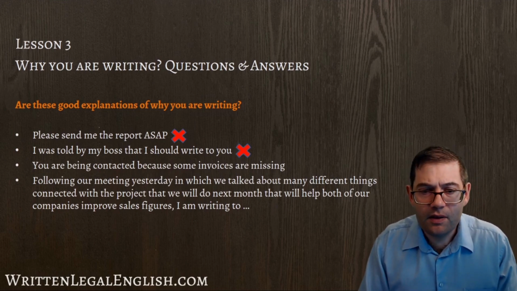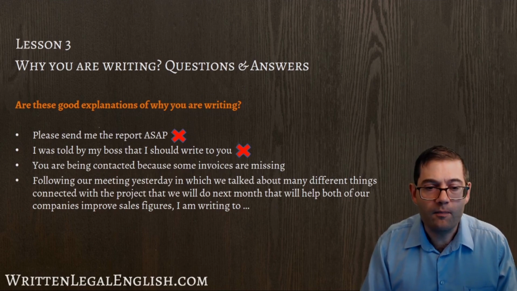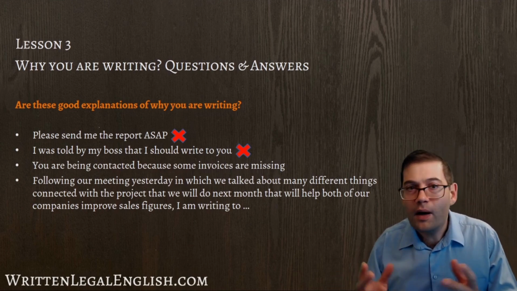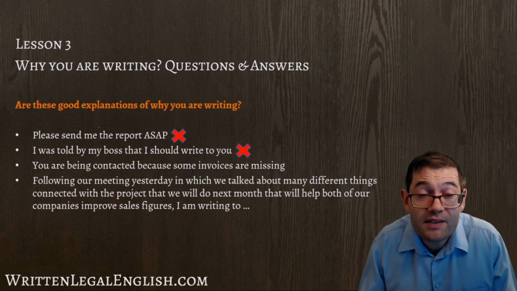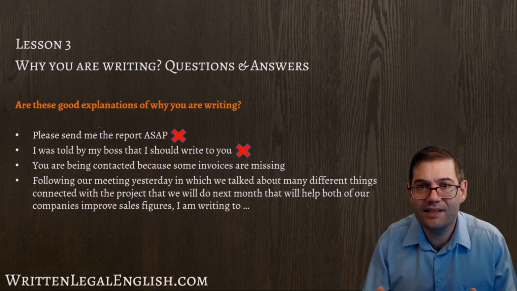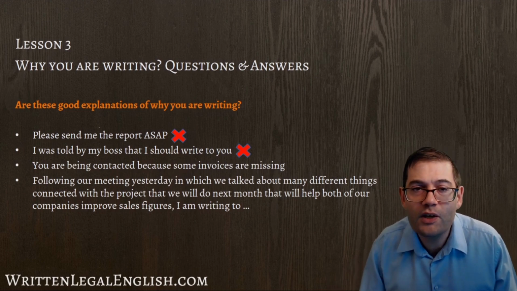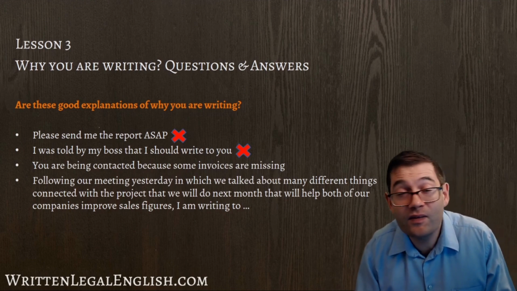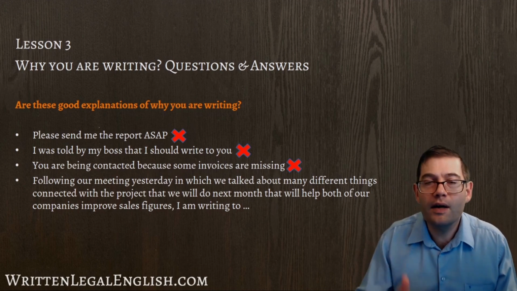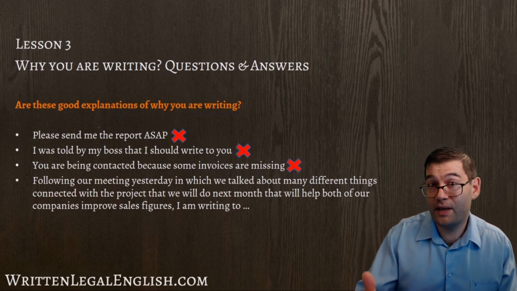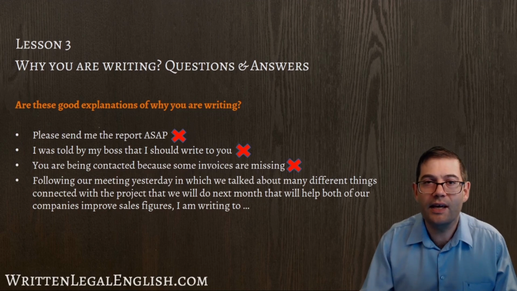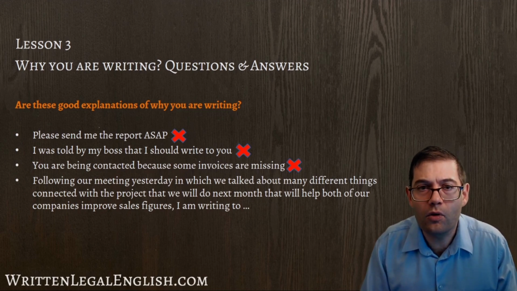You are being contacted because some invoices are missing. Okay. In this, I can see why the email is being written, but I don't know who needs this, or who is writing it, or who is asking me to do something, because this is in the passive voice. So there is some information which is missing, and it doesn't have to be missing. So this is wrong, because I could say, I am writing to you because you haven't paid some invoices yet. Now I know a lot more. I know who is writing, and so it connects to me a lot more.